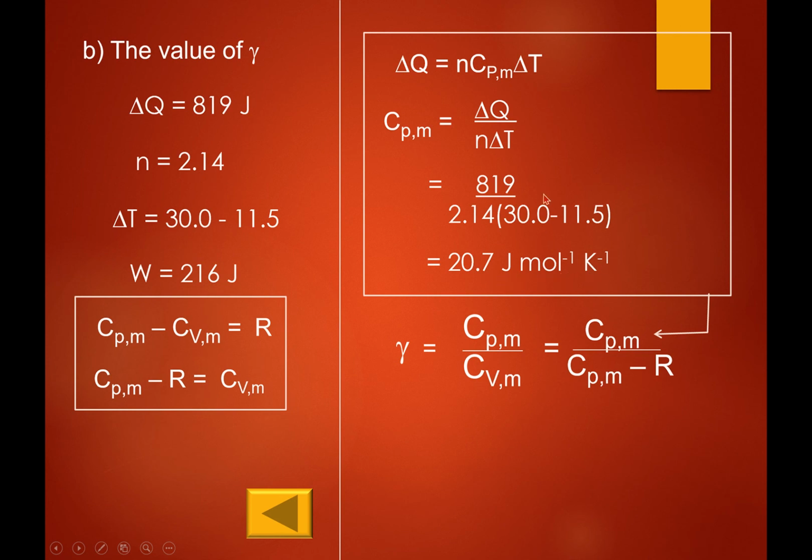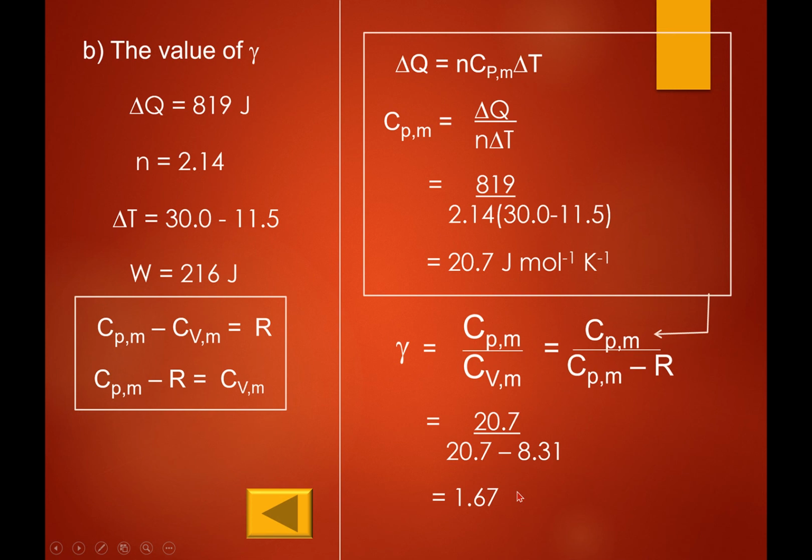As I mentioned just now, I repeat again, even though we didn't convert the temperature to Kelvin, it is understood that the 273 is cancelled out when we subtract. So that's why the unit here is joule per mole per Kelvin. Now we can calculate gamma. CPM is 20.7 divided by 20.7, minus R, which is 8.31. So the answer for gamma is 1.67.